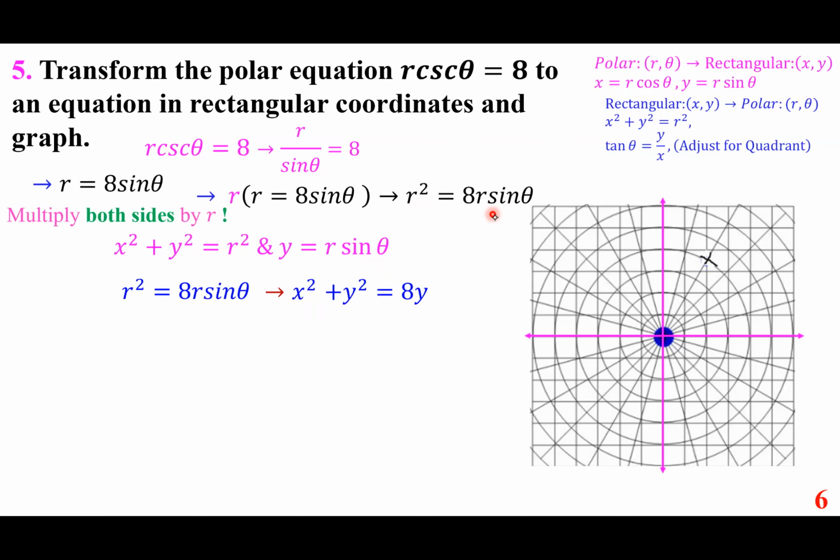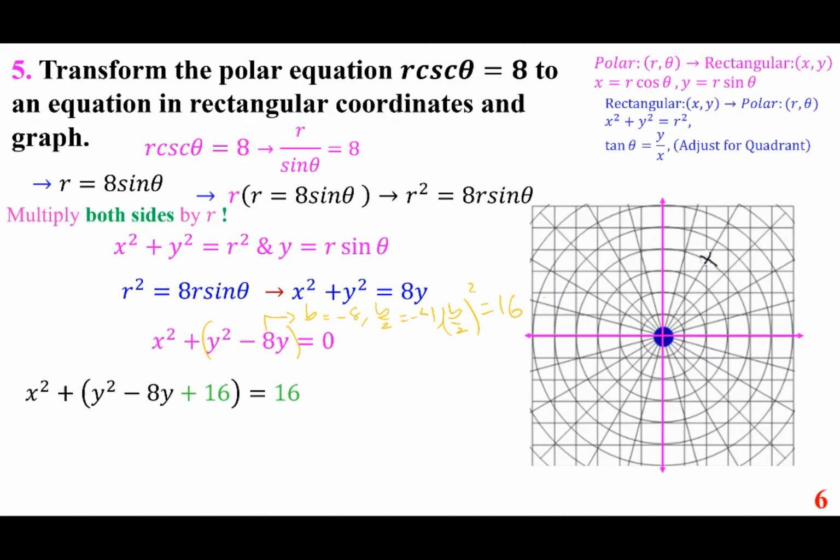We move it to the left. And we put these two together. And we need to add a number to both sides to make this a perfect square. For this case, b is negative 8. Divided by 2 is negative 4. Squared is positive 16. We're going to add positive 16 to both sides.